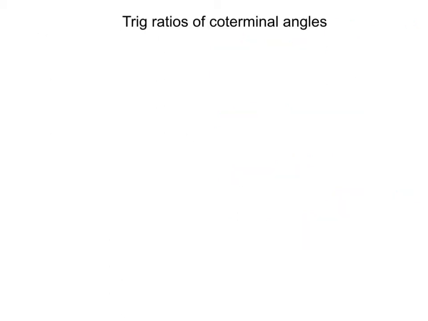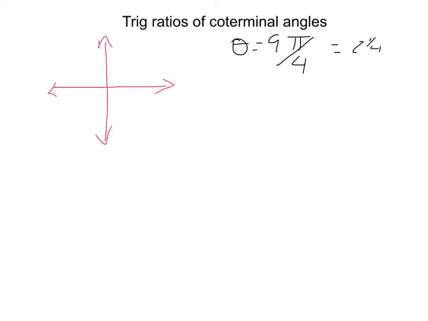Trig ratios of coterminal angles. Angles that are coterminal will share the same sine, cosine, and tangent. For example, I have theta is equal to 9 pi over 4. That's the same as 2 and 1/4 pi's, correct? So 2 pi and a fourth more puts me right here. The reference angle is this one, and that's pi over 4.